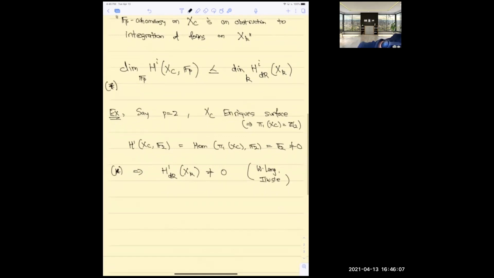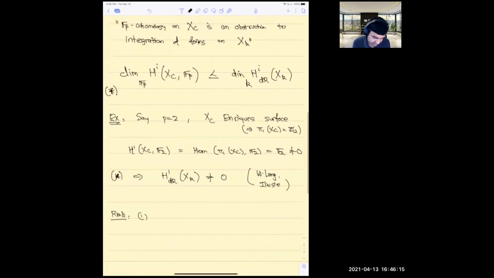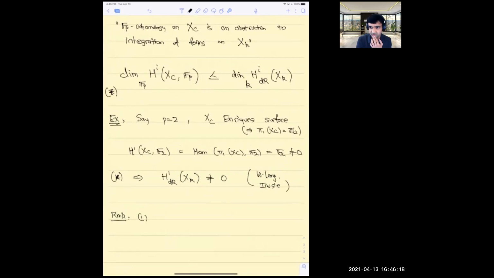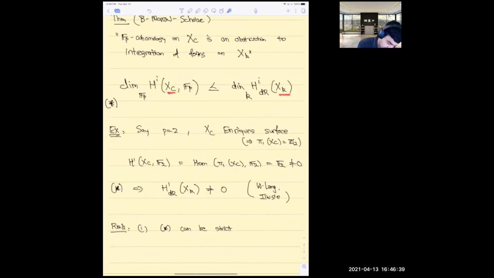Let me make a couple of remarks on this theorem. First of all, the obvious question is, is it actually an inequality, or are we just being unclever and it's actually an equality? The answer is that it is an inequality. So star can be strict. We wrote down some examples where this happens, but at least here's a plausibility argument for why you might expect star to be strict. The relation between X_C and X_K is that X_K is obtained from X_C by reducing the equations mod p. That was the definition of X_K.